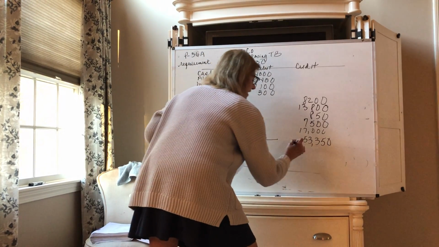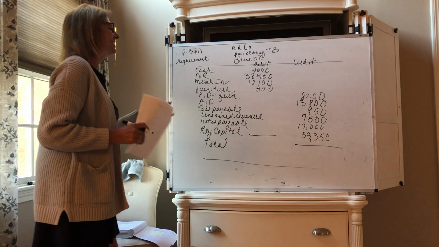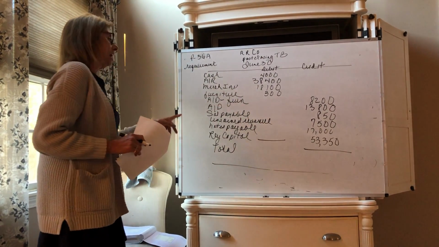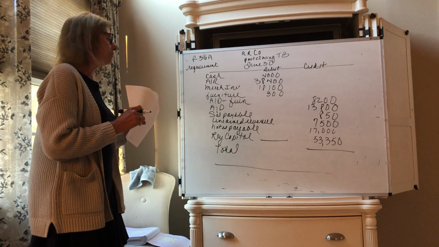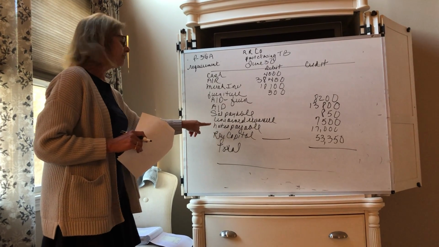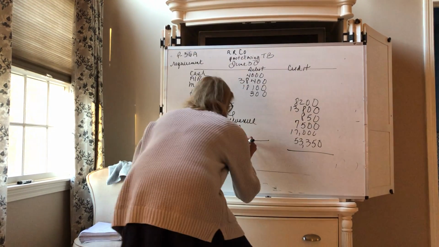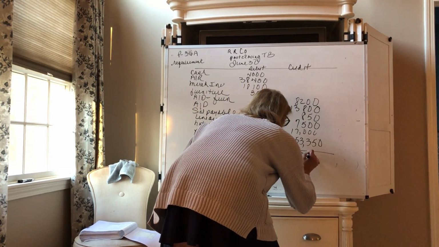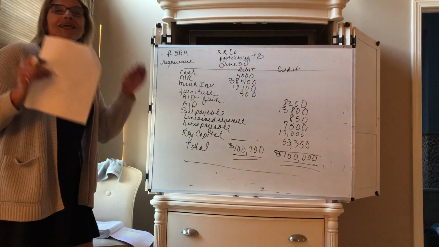So all we have to do here is add up our debits and credits, and they will balance because we have everything on the proper side. Assets are on the debit side. Our contra asset, accumulated depreciation, is on the credit side. Remember, that's a contra to whatever asset it goes with. And then all of our four liabilities, accounts payable, salaries payable, unearned revenue, and notes, and then Ray Capital. Add them up, and I have that total, 100,700.